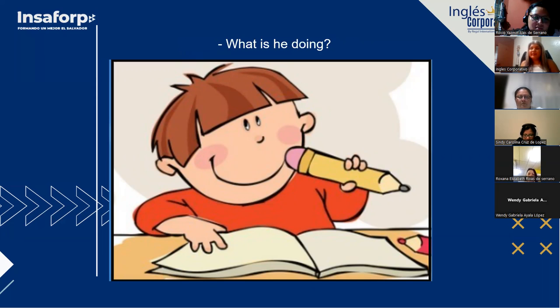He's studying. Okay, he's studying. What can be another option? Tenemos otra opción. He is writing. Okay. Or he is... How do you say dibujar? Singing. Dibujar, how do you say? Drawing. Okay. We have different options that maybe he is doing.